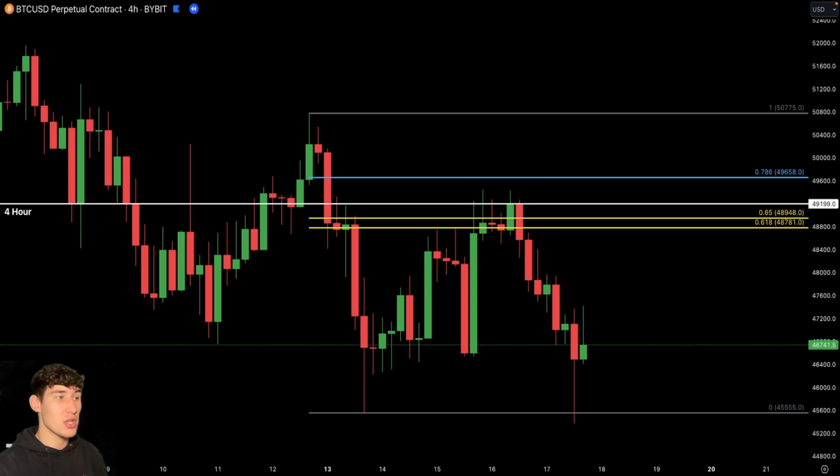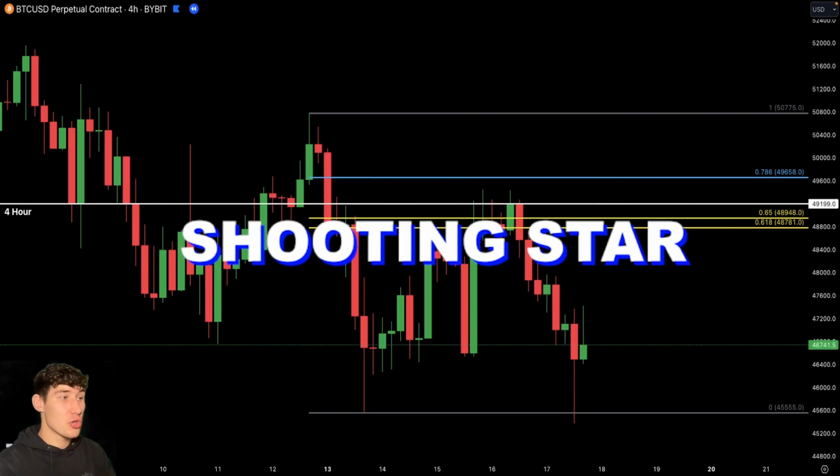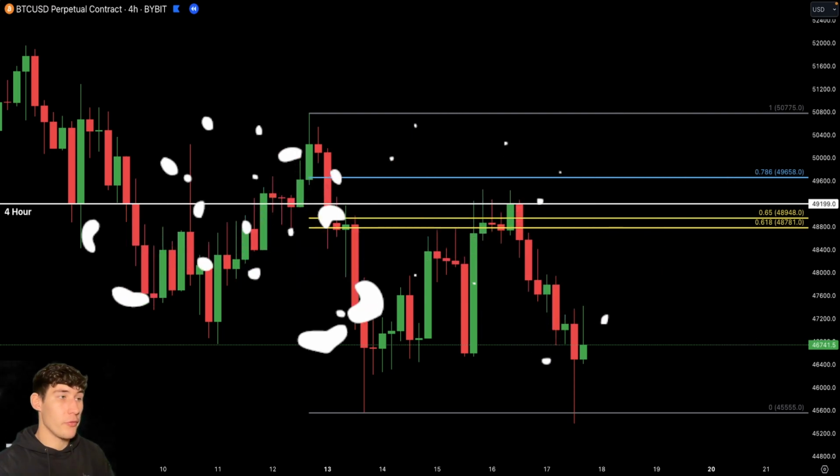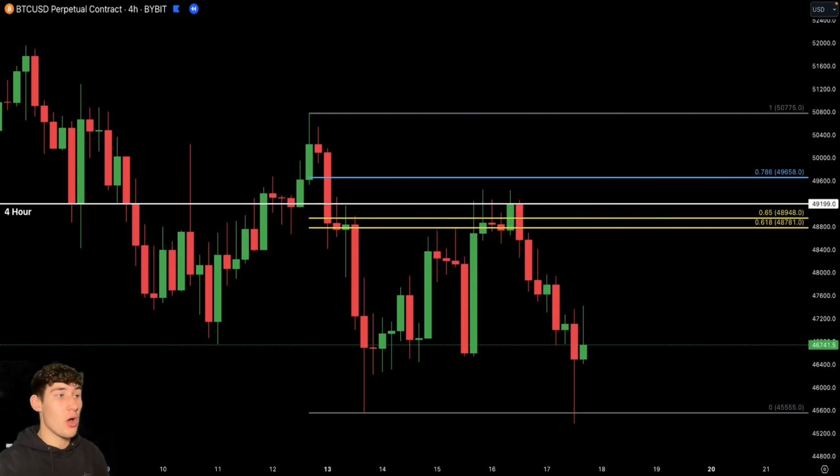For short positions, our trigger is either a shooting star, a spinning top, or a bearish engulfing candle formation. If such signals are absent at the designated level, we refrain from entering the trade. Let's explore the lower timeframes to observe the unfolding scenario.